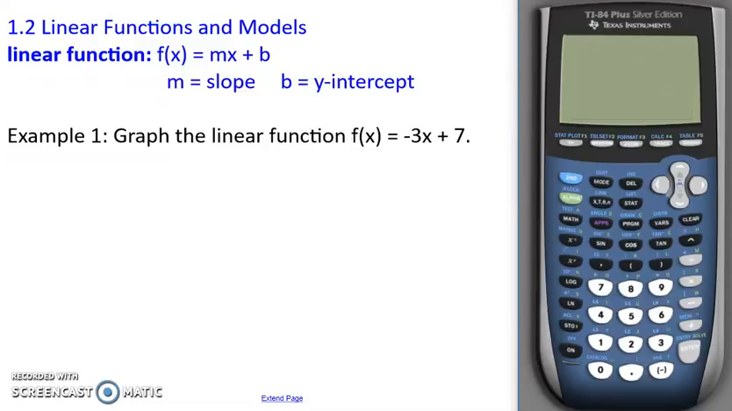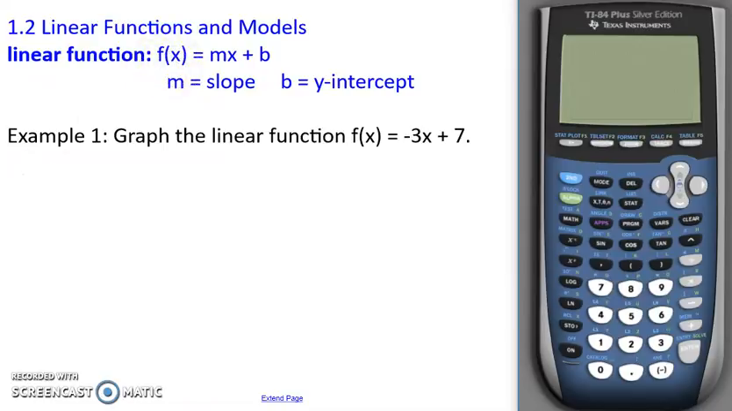Okay, you might be familiar with this form, y equals mx plus b. When we're using function notation, we call y f of x. But it's the same y equals mx plus b that you remember from Algebra 1. The m stands for the slope, and the b stands for the y-intercept. Any point that's on the line, if you plug the x in along with this m and b, it will give you the y of the point.